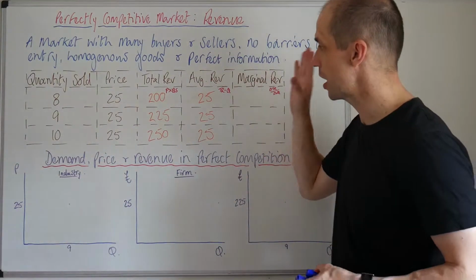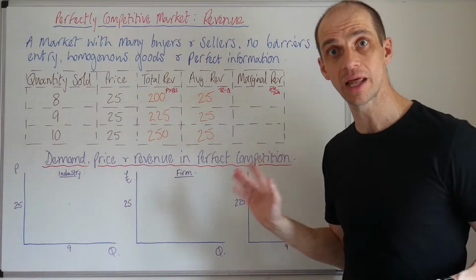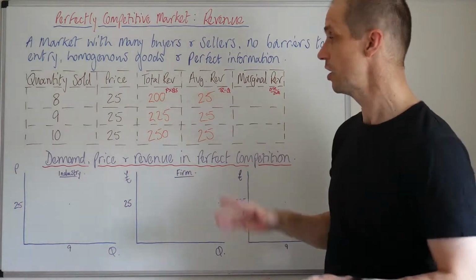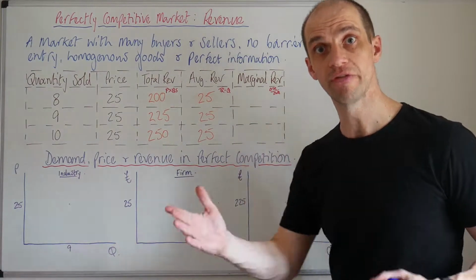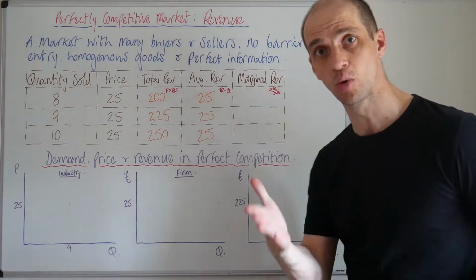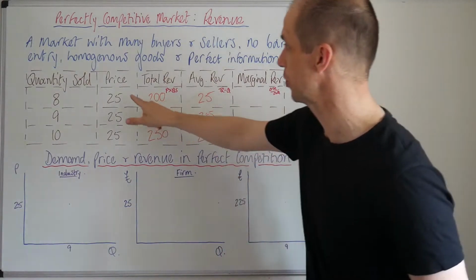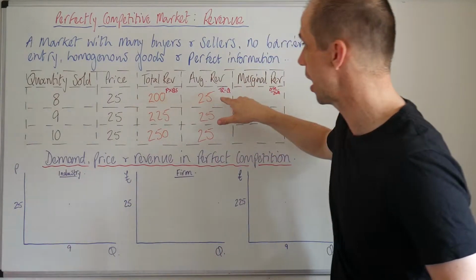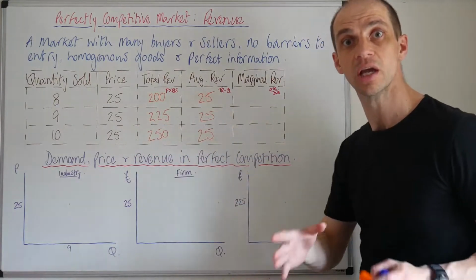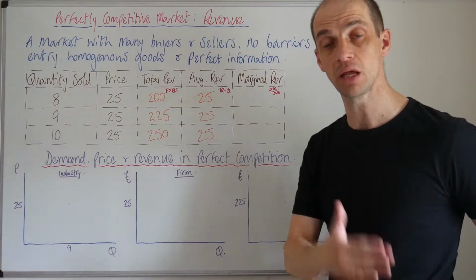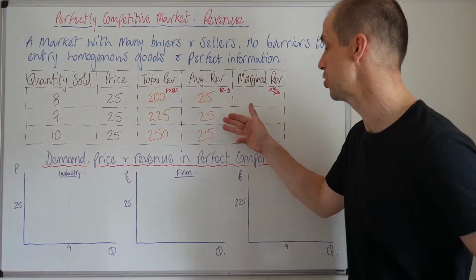Now, there is a really significant relationship, therefore, that we can see between the price level and the average revenue for the firm. So price actually equals average revenue, and we can see that here. Price being 25, average revenue being 25 at all stages, and that is a law that we will see throughout this theory of the firm unit.